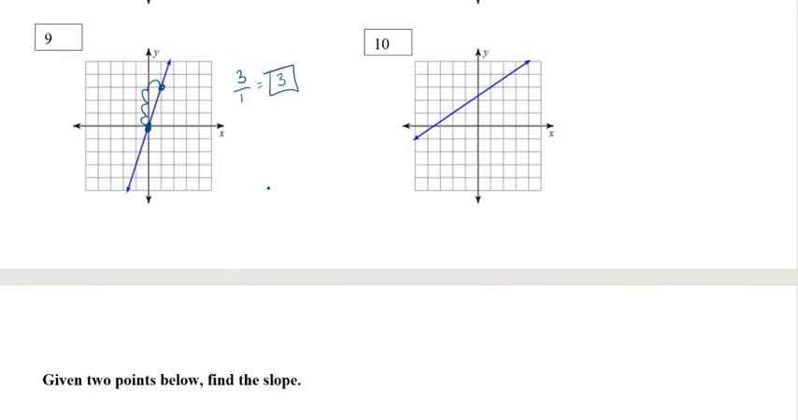And then here, let's see, looks like that would be a good place, and looks like that would be a good place. So that is up 1, 2 over 1, 2, 3. So 2 over 3, and 2/3 is simplified.